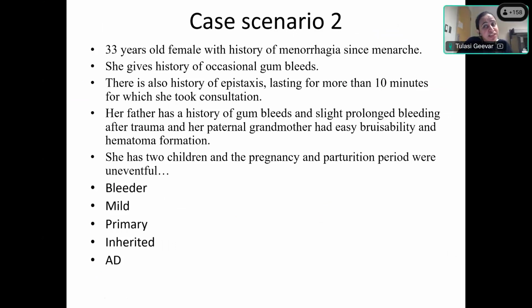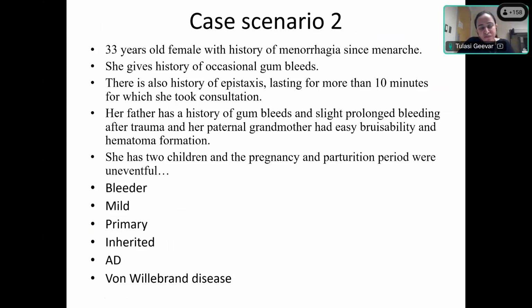Can anybody tell me why this patient did not have bleeding during her delivery or after her delivery? Possible reasons for that? All right, we'll come to that in the next slide. So let's look at the results for this patient.